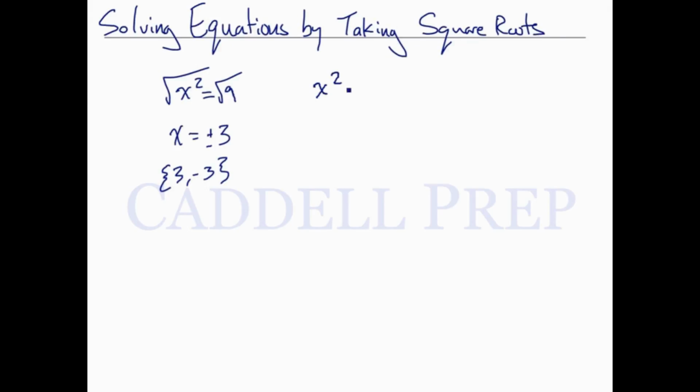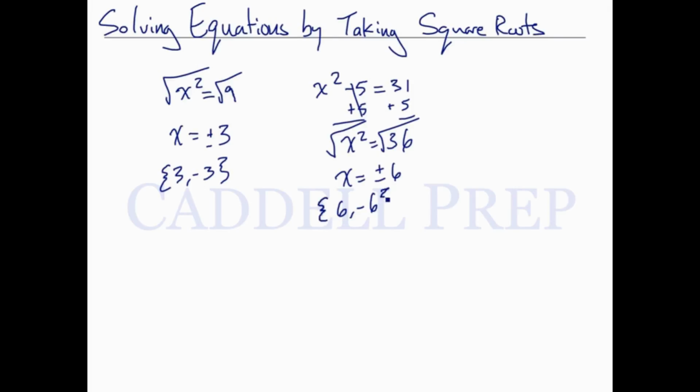If we have a more complicated one like x squared minus 5 equals 31, we have to solve it. We have to get x squared by itself first, so add 5 to both sides. We have x squared equals 36. Take the square root of both sides to get x. And then in this case we get positive or negative 6. So we have 6 or negative 6 as our solution.